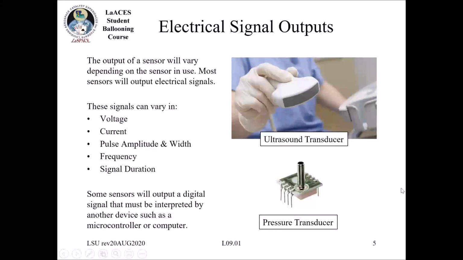Now, these sensors, as I mentioned earlier, output some kind of electrical signal, or at least that's our goal. There is a couple of different kinds of electrical signals that a sensor can output. You can see voltage, current. You might even see how it changes in frequency or signal duration, or it can change the pulse amplitude and width, or there's a large number of ways that the signal output could be put out. This is often specified in the data sheet. Some sensors will even output a digital signal, which will require additional hardware in order to interpret.